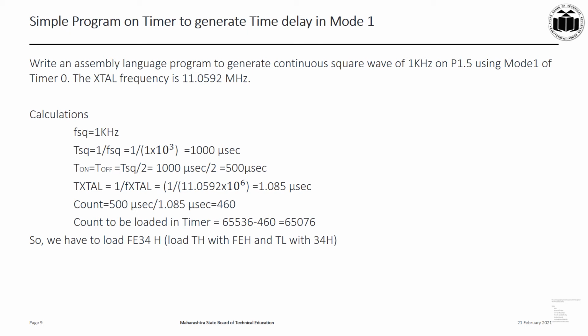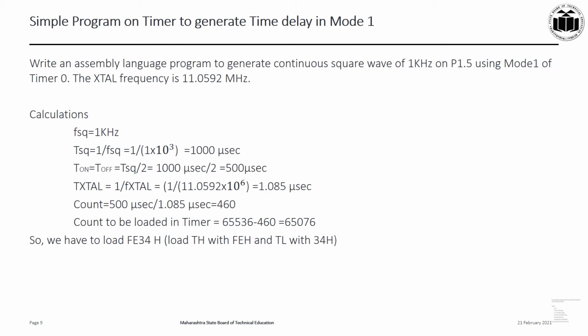T on or T off can be calculated by taking half of T square, which gives a time delay of 500 microsecond for T on or T off. Then T XTAL can be calculated by taking the inverse of F XTAL, which will be equal to 1.085 microsecond. So by using the formula discussed in the previous slide, we can calculate the count value, which will be equal to 460.